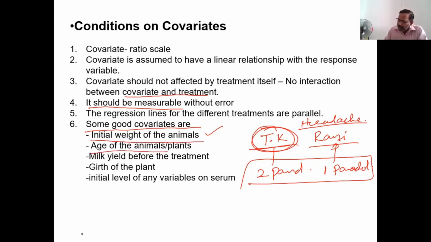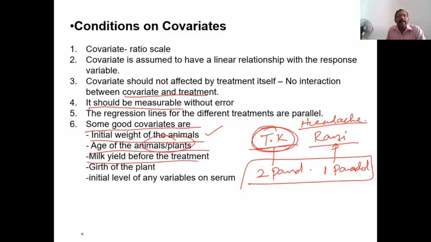Then the second thing is age of the animals. That is also a problem. We cannot get the same age animals for the experiment. Maybe at least by months it may differ. One animal is 2 years and 3 months, another animal 2 years and 4 months. Still in months they are different. If it differs in months, it still differs in all aspects. Maybe weight differs, metabolism differs, everything differs, right? So that is age of the animals and plants.